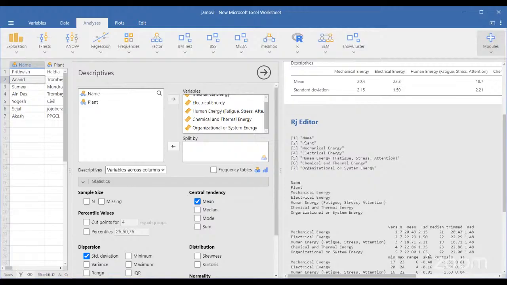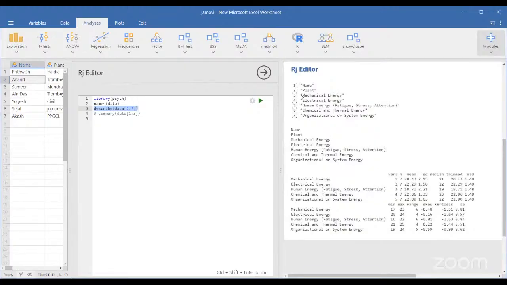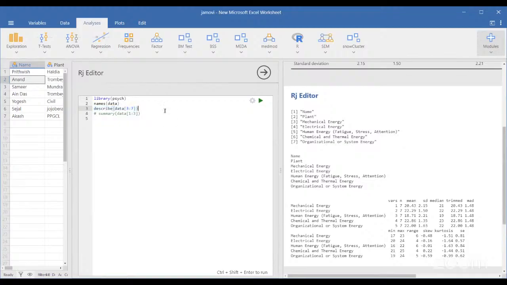But we were getting NaN at that time. What is the meaning? In split by you had added plant, so when you do not add plant you will get the standard deviation. You have not added the plant column in the R editor also, you have started from third to 7. Yeah, okay. Now you write down lower code, bracket data, box bracket 3:7. Run the data.